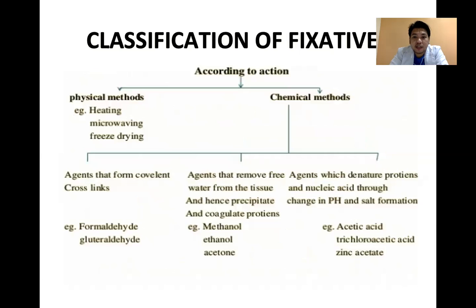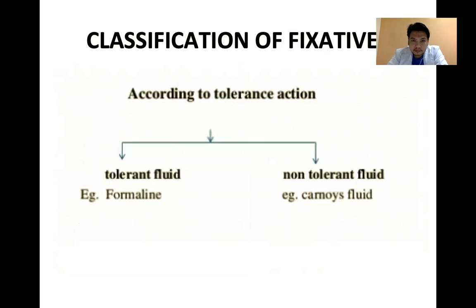Okay, according to action, it can be a physical or chemical method. Okay, for physical method, just one, so heat, microwave. So again, we are using heat, microwave, or freeze drying. Those are physical methods, so they do not use substances or chemicals. For chemical method, that is where different types of reagent fixatives are used.